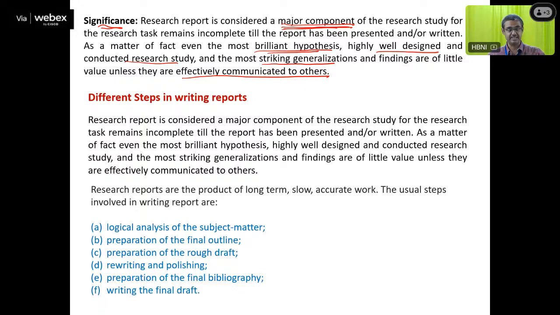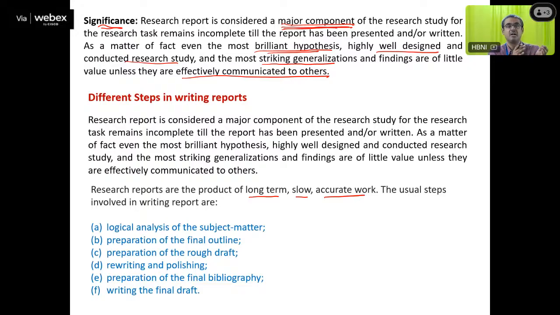Different steps in writing reports. Research report is considered a major component of research study, for the research task remains incomplete till the report has been presented and or written. As a matter of fact, even the most brilliant hypothesis, highly well designed and conducted research study, and the most striking generalizations and findings are of little value unless they are effectively communicated to others. Research reports are the product of long-term, slow, accurate work.